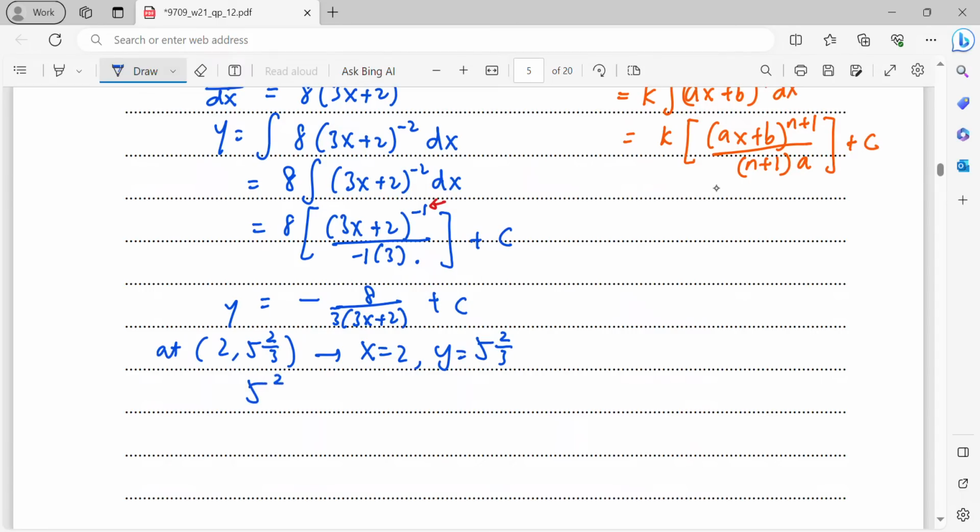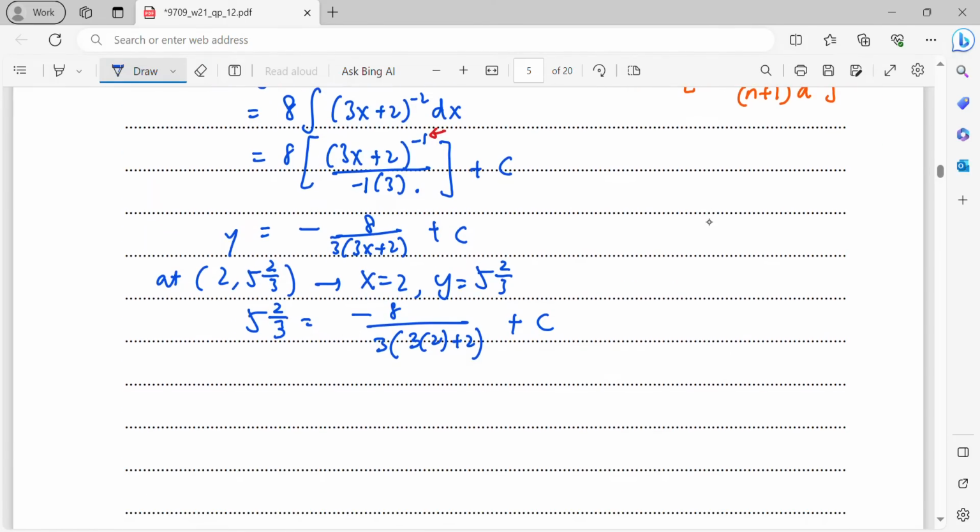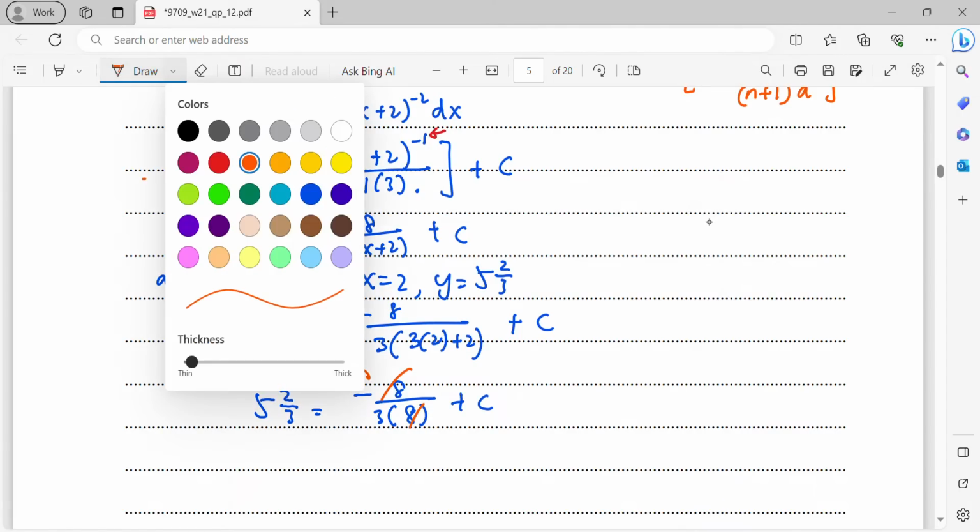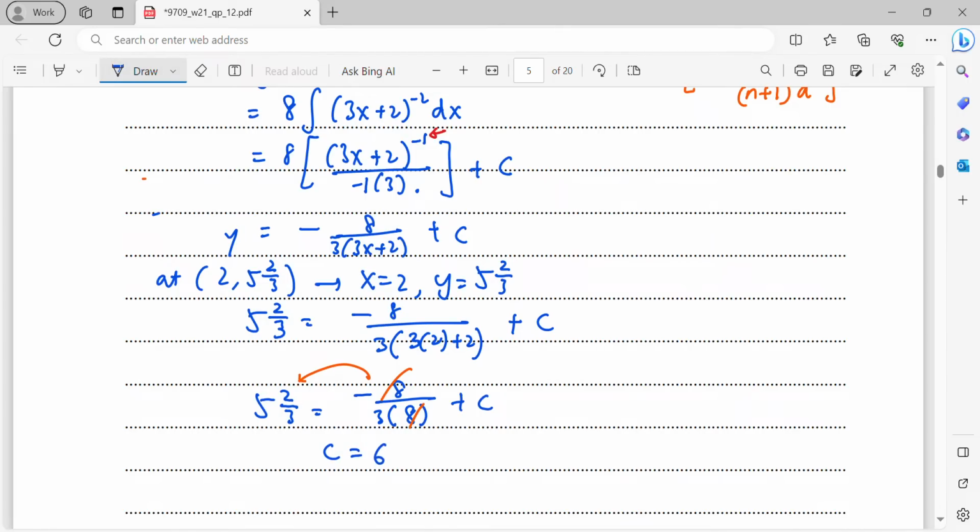Then I will get 5 and 2/3 equals negative 8 over 3 bracket 3 times 2 plus 2, then plus c. So you will get 5 and 2/3 equals minus 8 over 3 times 2 is 6, 6 plus 2 is 8, then plus c. When you simplify this, the 8's can be cancelled off, then you only get negative 1 over 3 on the right hand side. The negative 1 over 3 moves to the other side and becomes plus, then your c obviously is 6.